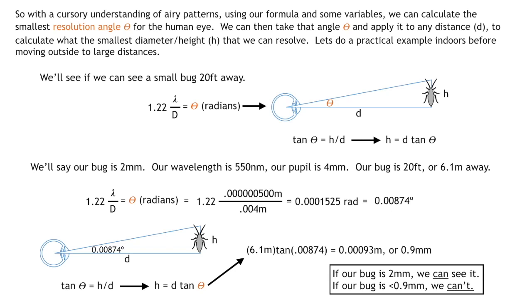So we'll first get our theta angle at which it meets Rayleigh's criterion of 50% overlap, and so 1.22 times the wavelength divided by the aperture diameter gives us our theta. And then once we have theta, we can use it to calculate what the height of the object is at a distance d that we can resolve.